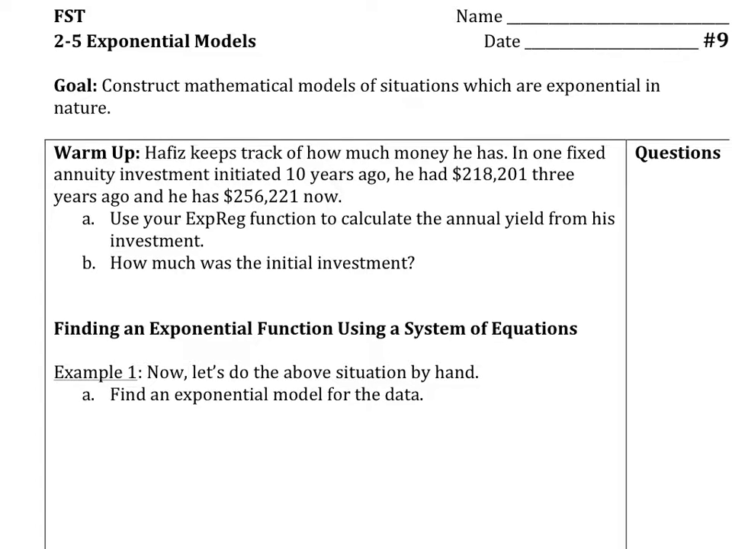So let's look at the warm-up here. Hafiz keeps track of how much money he has, and in one fixed annuity investment initiated 10 years ago, he had $218,203 3 years ago, and he now has $256,221. So we're going to use the ExpReg, which on our TI-84s is in Calc Stat, and we're going to calculate the annual yield from his investment.